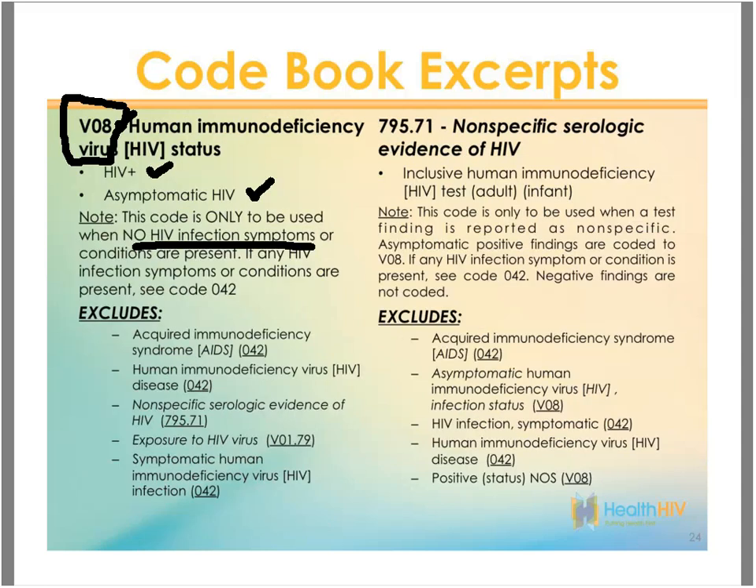Some additional excludes notes that tie into diagnosis code V08. If the patient's documentation states that they have AIDS or acquired immunodeficiency syndrome, the coder is going to pick up code 042. It applies to this also. So these are the three scenarios where the coder is going to pick up 042 instead of V08.